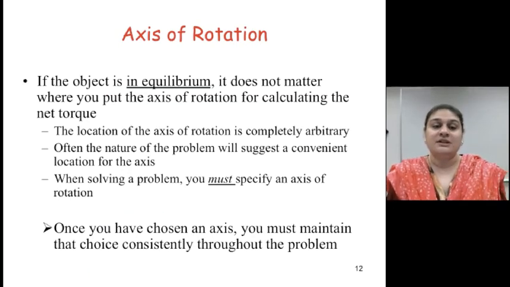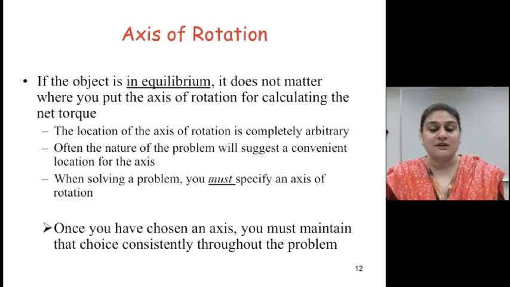Okay, so if the object is in equilibrium, it doesn't matter where you put your axis of rotation for calculating the net torque. The location of the axis of rotation is completely arbitrary. Often the nature of the problem will suggest a convenient location for the axis. So when solving problems with torques, you must specify an axis of rotation. It's almost as important as specifying the origin for linear motions. Once you have chosen your axis, you must maintain that choice consistently throughout the problem.